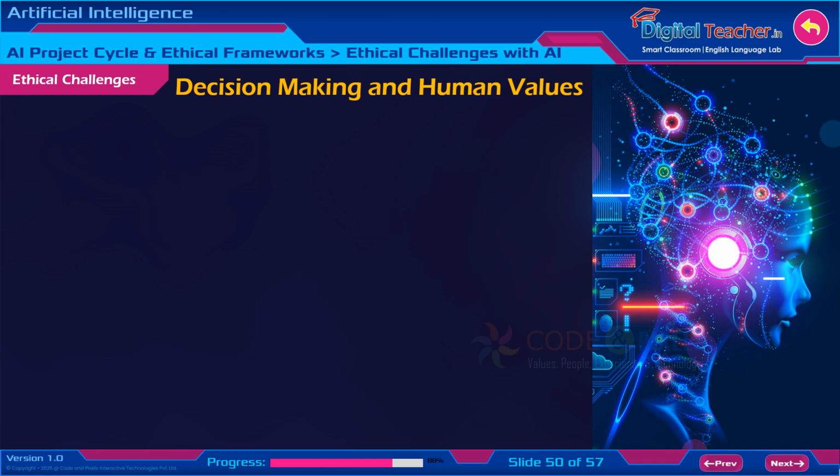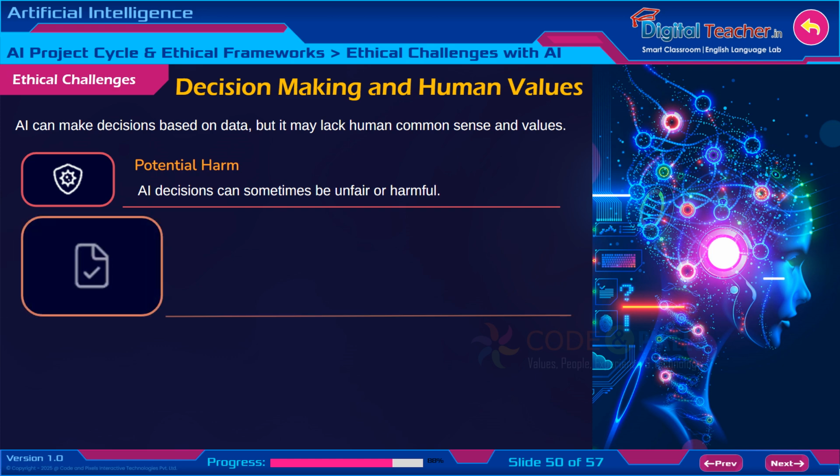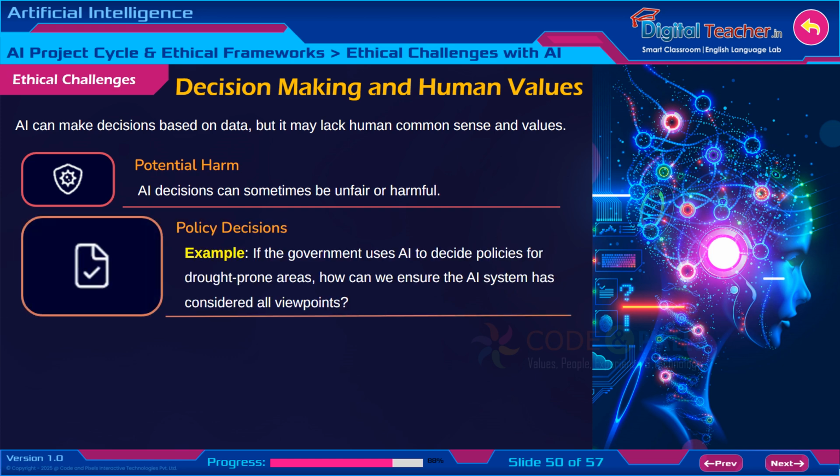Decision-making and human values. Artificial intelligence can make decisions based on data, but it may lack human common sense and values. Artificial intelligence decisions can sometimes be unfair or harmful. For example, if the government uses artificial intelligence to decide policies for drought-prone areas, how can we ensure the artificial intelligence system has considered all viewpoints?